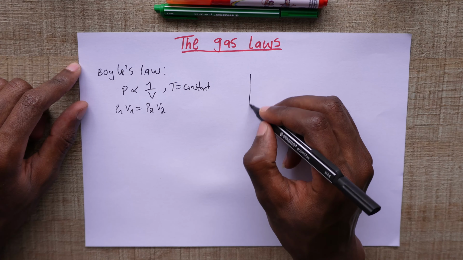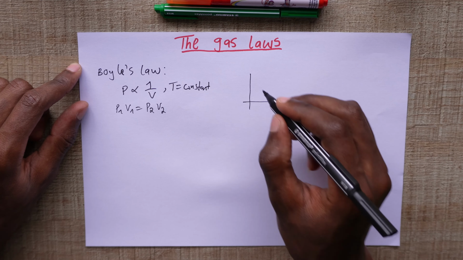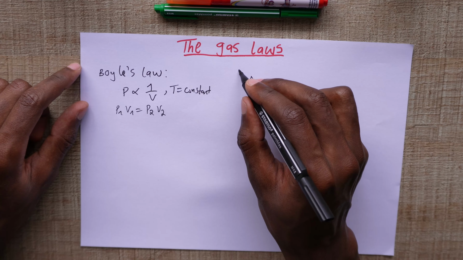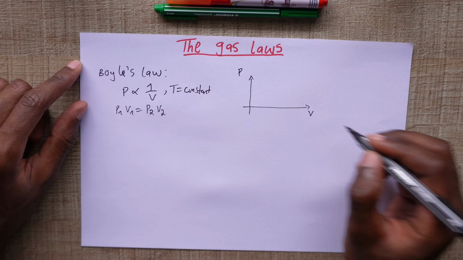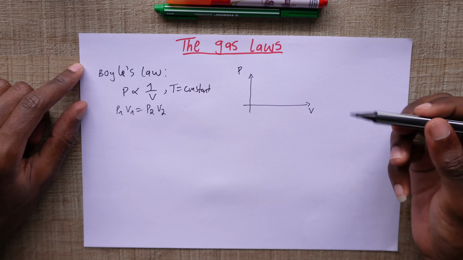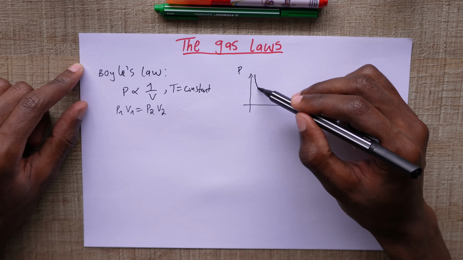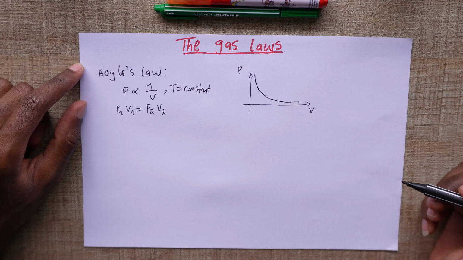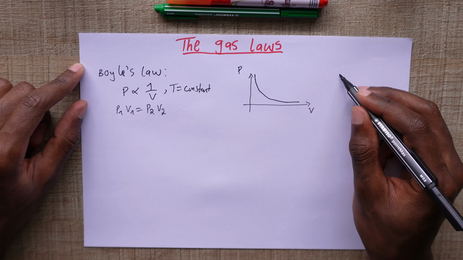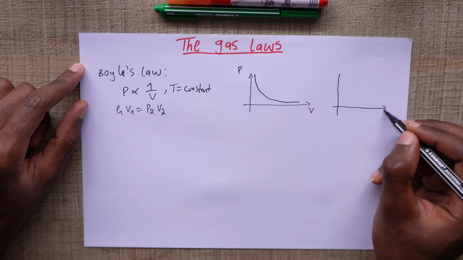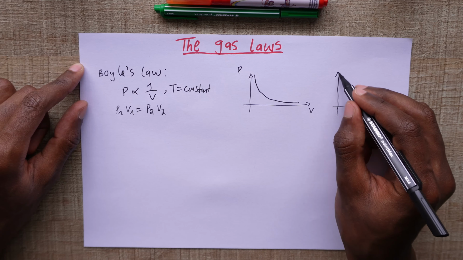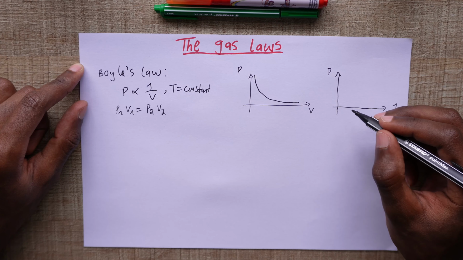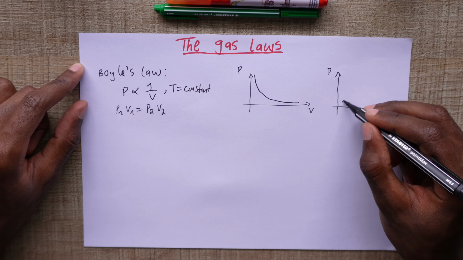If we want to plot a graph of the pressure against the volume in this case, as you can see, this is just a rectangular hyperbola, so the graph looks like this. Or if you prefer to plot a graph of the pressure against 1 over the volume, then you're going to have a straight line.